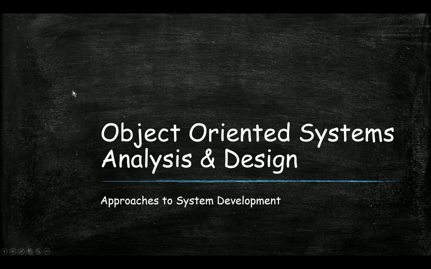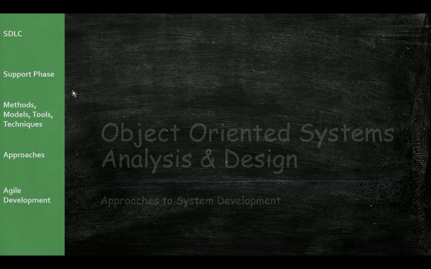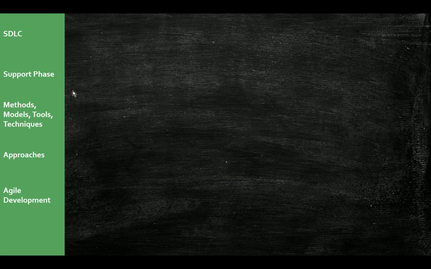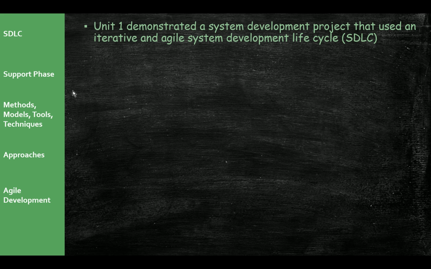So in the very beginning of this course, we talked about the SDLC a little bit. In this unit, we're going to expand on the SDLC, which stands for the Software Development Lifecycle. In Unit 1, we demonstrated a system development project that used an iterative and agile system development lifecycle, which we're going to talk about what those terms really mean in just a minute. But we sort of showed this whole process, how we would do analysis, and then we would do design.